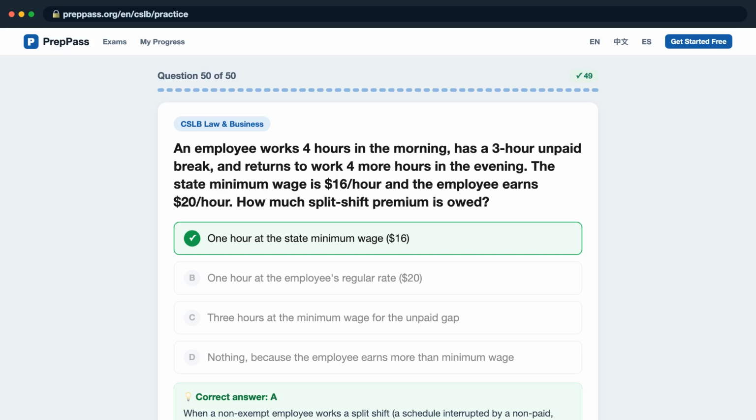When a non-exempt employee works a split shift, a schedule interrupted by a non-paid, non-working period other than a meal, 1 additional hour of pay at the state minimum wage is owed. The premium is paid at minimum wage, not the employee's higher rate, and even employees paid above minimum wage are still owed the premium so long as their wages for the day do not already exceed minimum wage times hours worked plus 1.